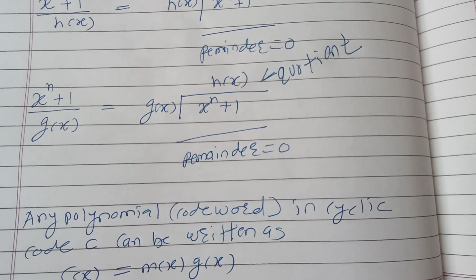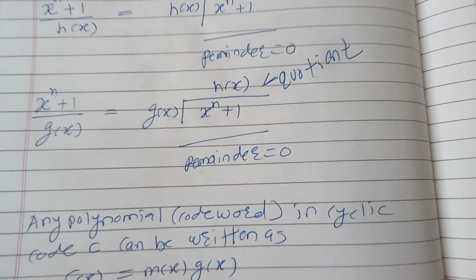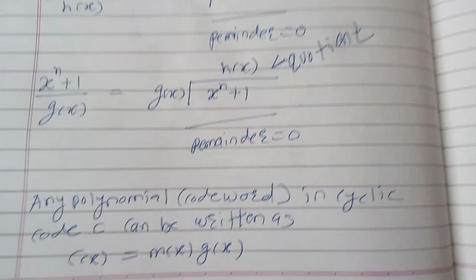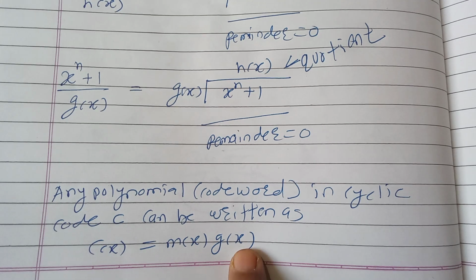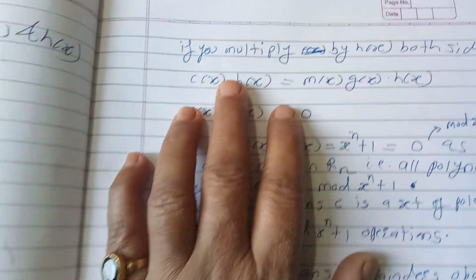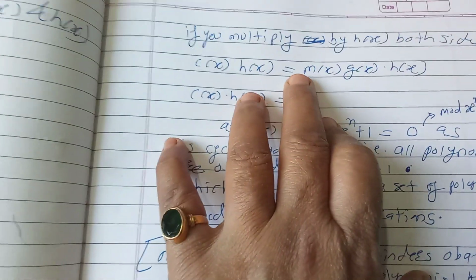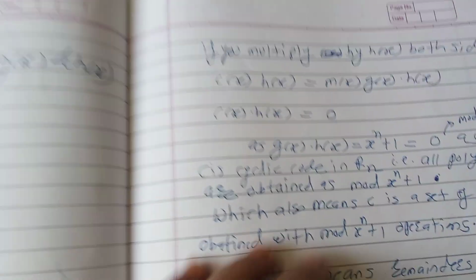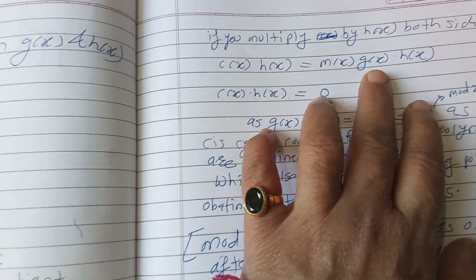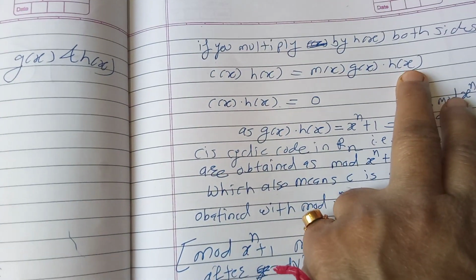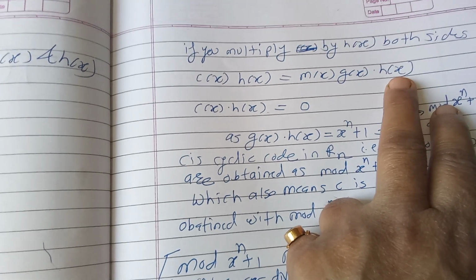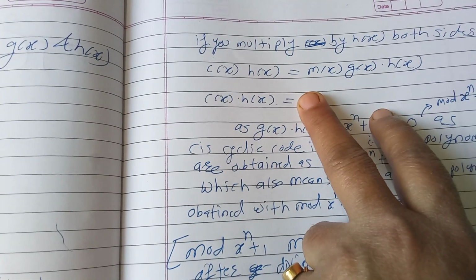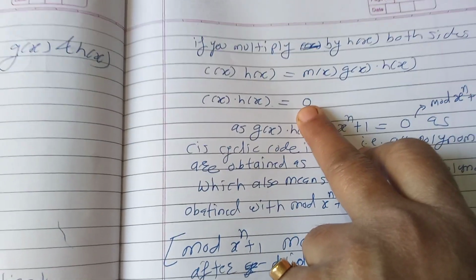Any polynomial or any code word in cyclic code C can be written as message polynomial into generator polynomial. c(x) is equal to m(x) into g(x). If you multiply this with h(x), that is the parity check polynomial, c(x) into h(x) is equal to m(x) g(x) into h(x). That means this equation we have multiplied with h(x). So c(x) into h(x) is equal to m(x) into g(x) into h(x). Now g(x) into h(x) in code C is equal to 0.